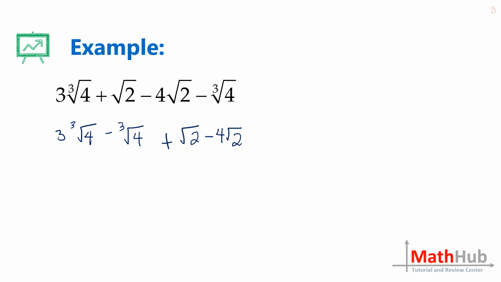So we just treat them as if they are polynomials, wherein this is like x, right? So we have 3 minus 1, the invisible one, so we have 2 cube root of 4, and then square root of 2 minus 4 square root of 2 is minus 3 square root of 2, right?